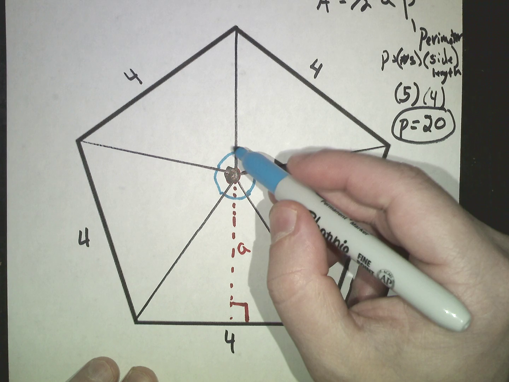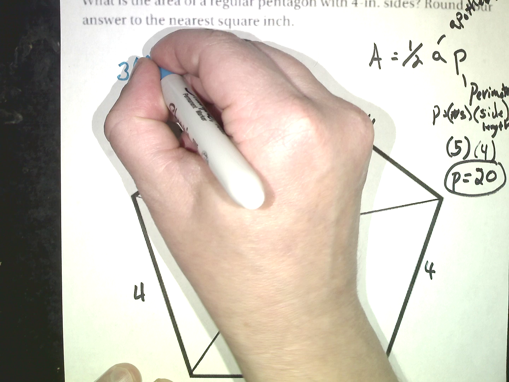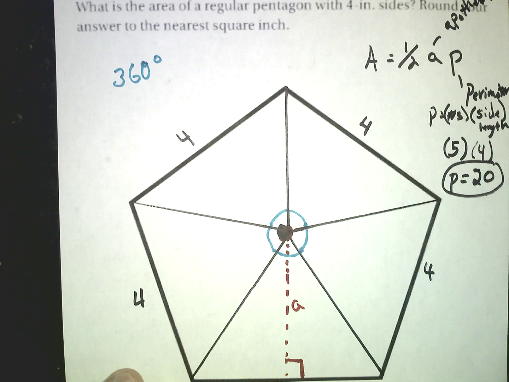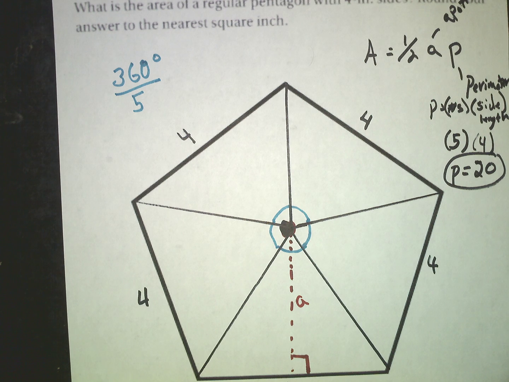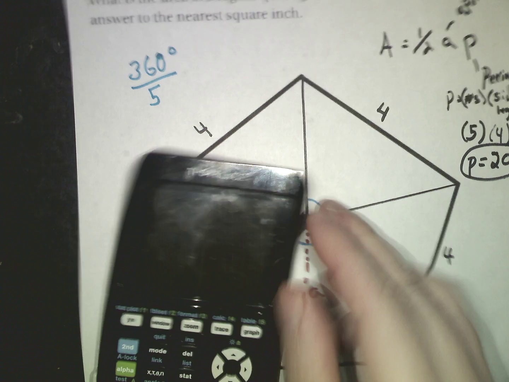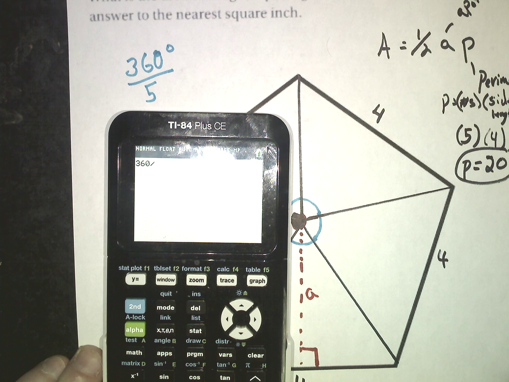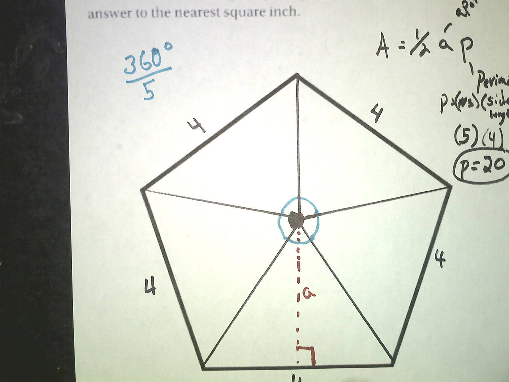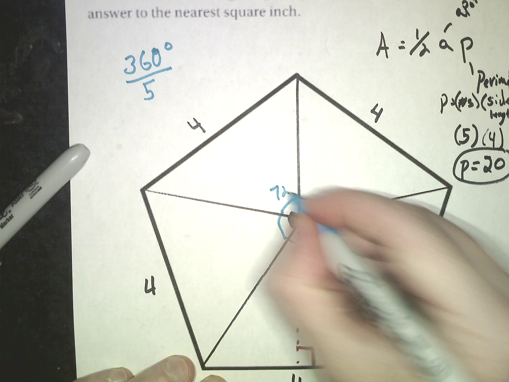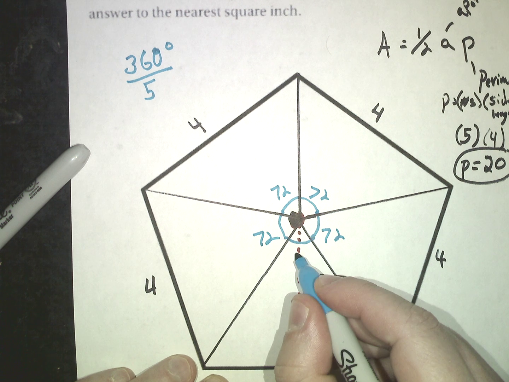So that means 360 degrees divided by 5 will give me the answer of all these angles. So let's do that. Okay, it's not bad. 360 divided by 5 is 72. So all these little angles here are 72, 72, 72, 72, and this is 72 too.